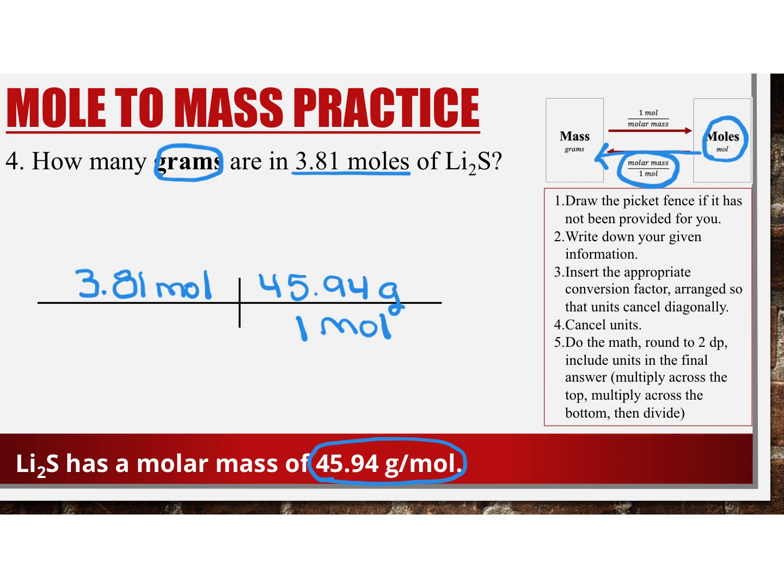We're going to cancel our units, and multiplying across, we get 175.03, and don't forget those units. Circle your answer, and that one is complete.